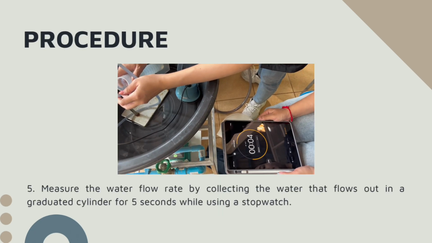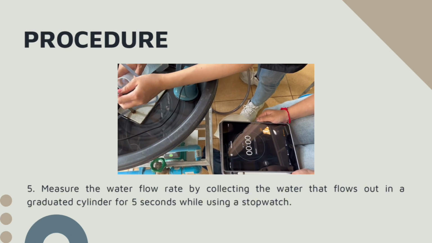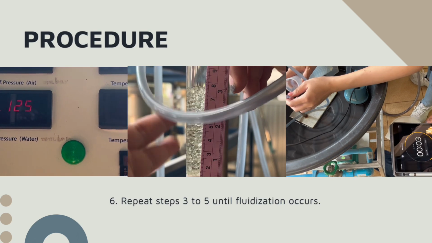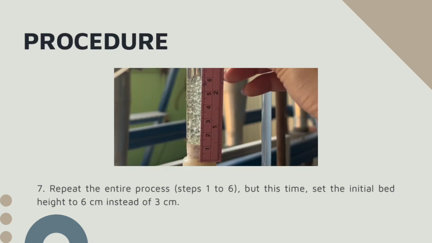5. Measure the water flow rate by collecting the water that flows out in a graduated cylinder for 5 seconds while using a stopwatch. 6. Repeat steps 3 to 5 until fluidization occurs. 7. Repeat the entire process, step 1 to step 6, but this time set the initial bed height to 6 cm instead of 3 cm.